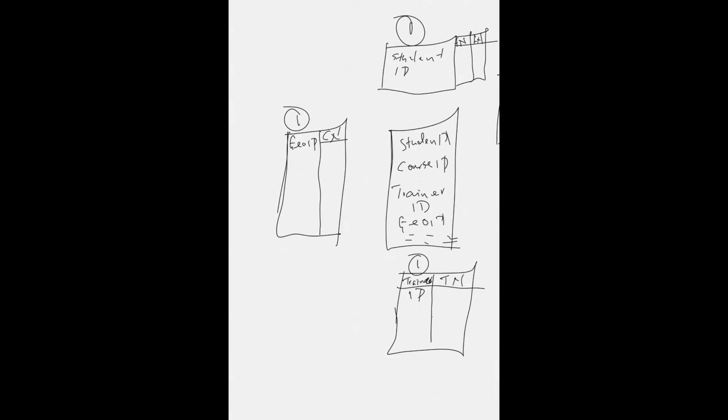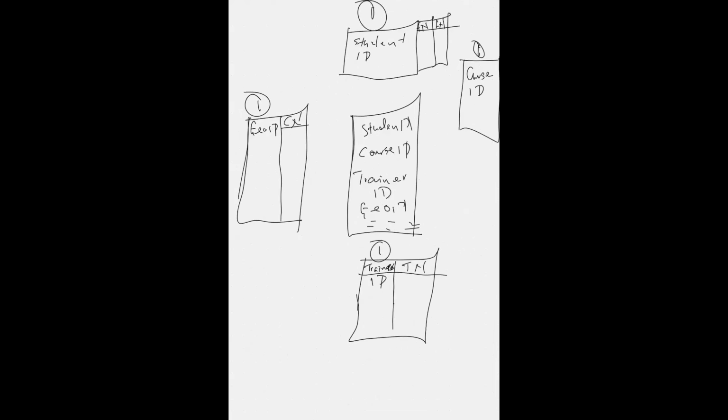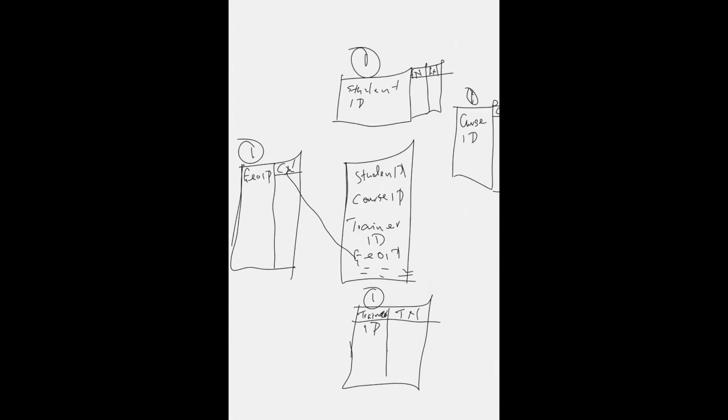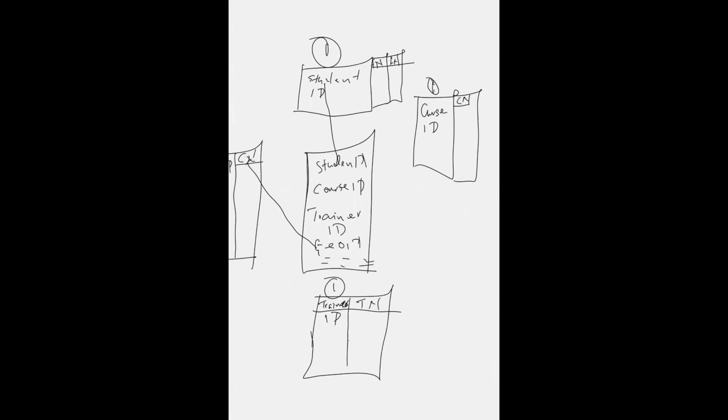But now what's the idea? This table will be linked to this other table through the geo ID. Are you seeing? This table will be linked to this table through the student ID, the course ID, and this table will be linked to this table through the trainer ID. These are what we call connections. And that's how you look at the data model. This is how it looks like. You look at the data model, you see those connections there. And it can be one-to-one or one-to-many.